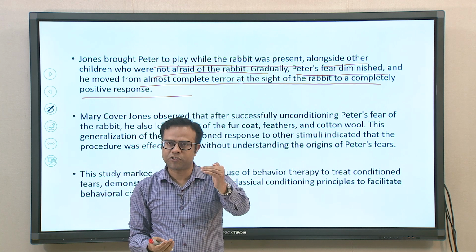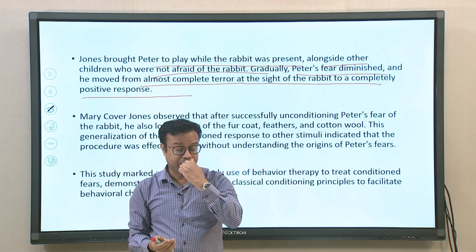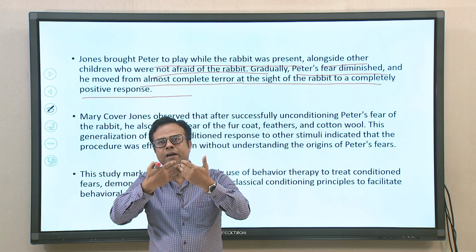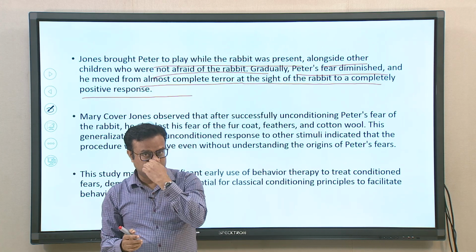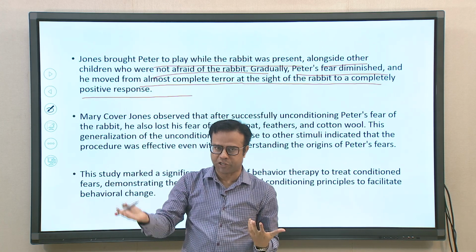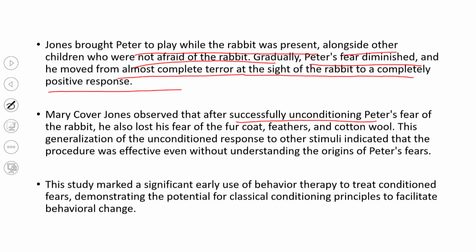If you are afraid of something, and you start facing it slowly, step by step, that whole fear conditioning can become unconditioned. So, that was what she did, and she found that Peter's fear response slowly diminished. After successfully unconditioning Peter's fear of the rabbit, he also lost fear of other furry objects, feathers, cotton wool and so on. This is also called generalization of the unconditioned response. This marked a significant early use of how classical conditioning principles can be used to treat fears. So, that was one of the early pieces of evidence.